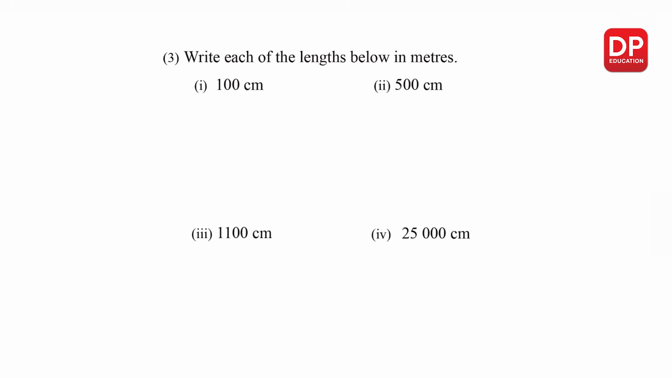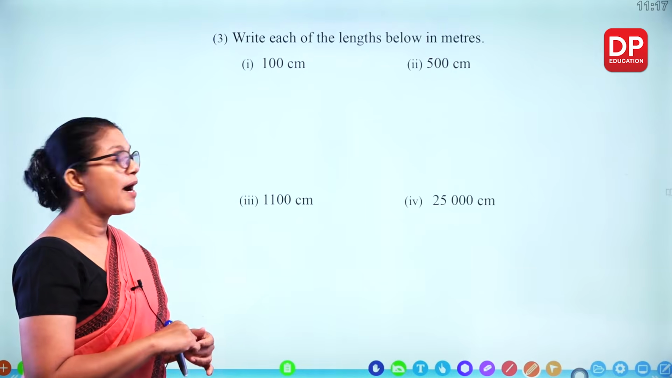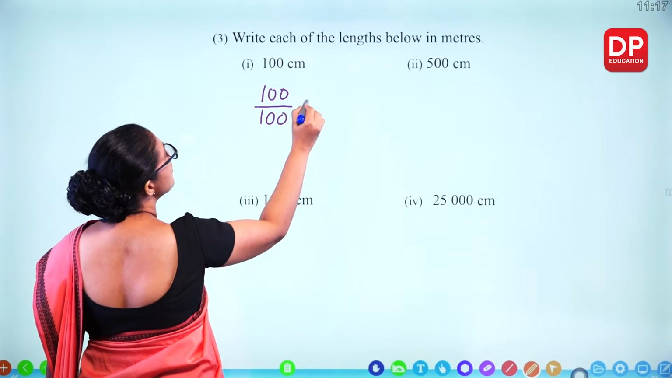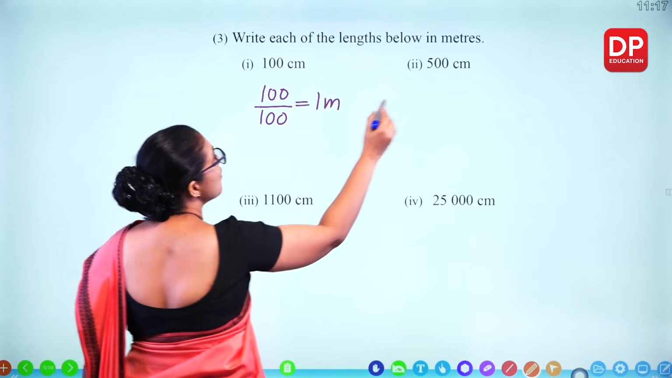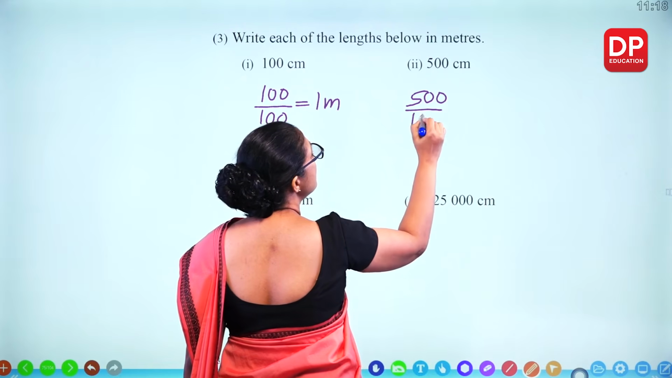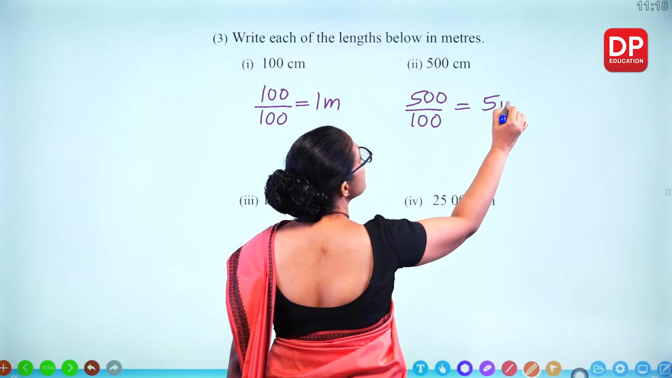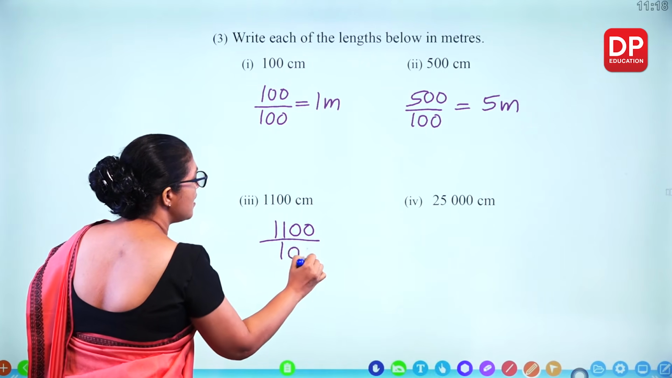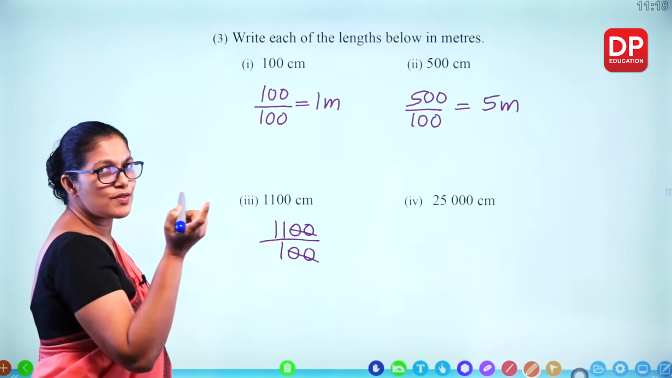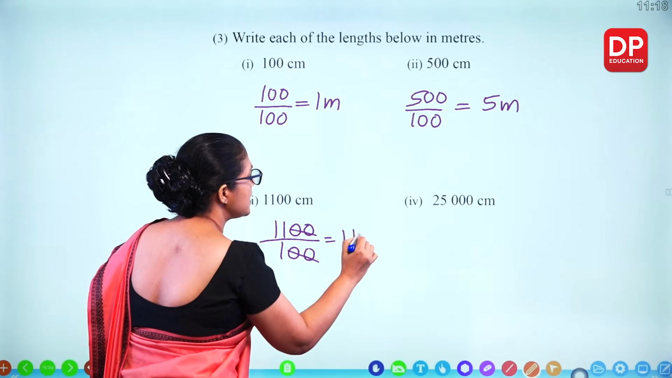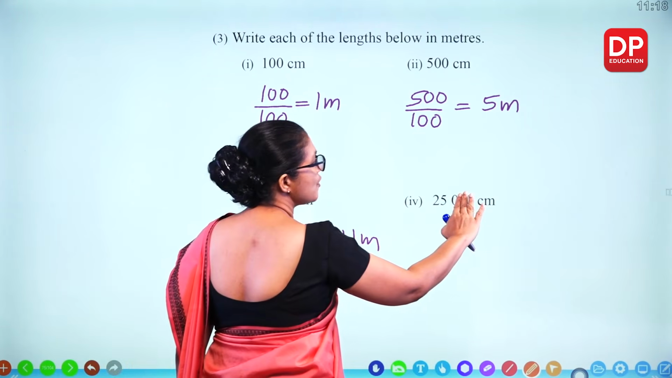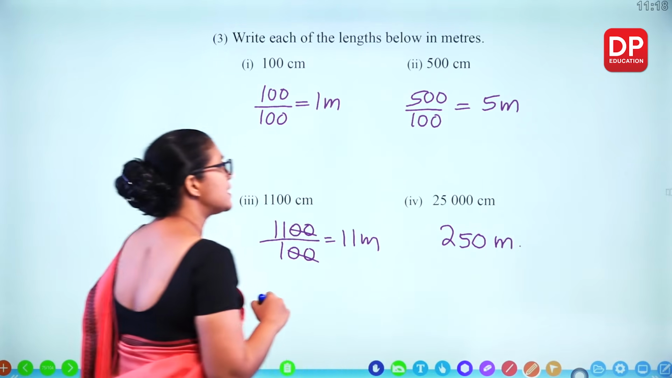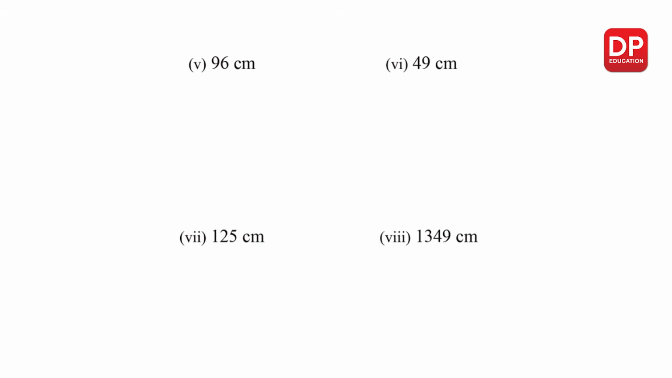Write each of the lengths below in meters. Divide by 100. When you divide by 100, you get 1 meter. 500 divided by 100, that's 5 meters. 1100 divided by 100, what happens? These 2 zeros get cancelled out. 11 meters. 2 zeros get cancelled out, you get 250 meters.